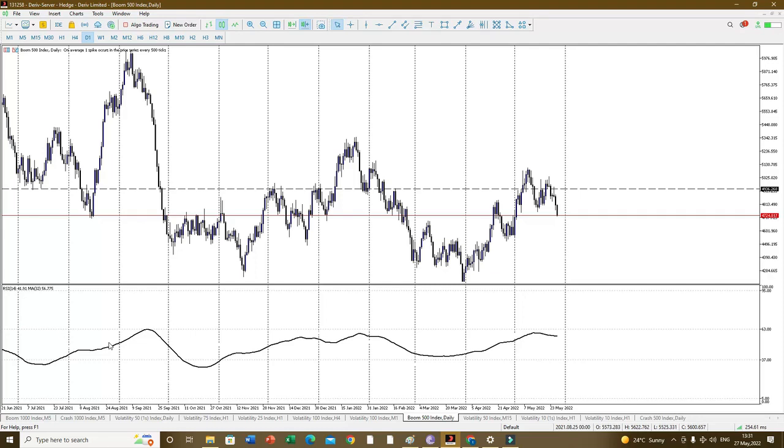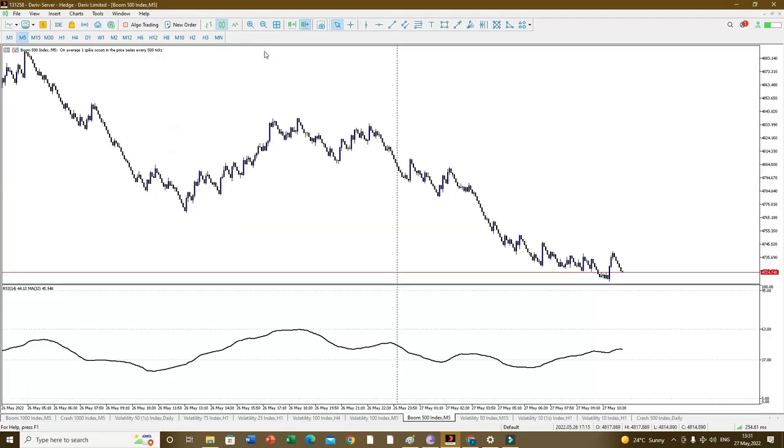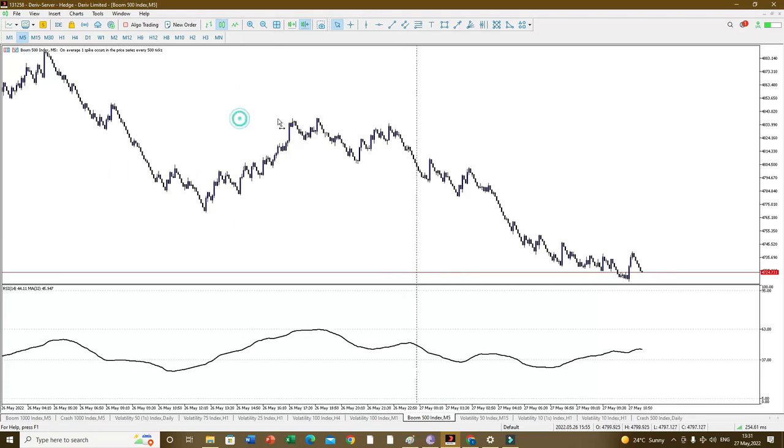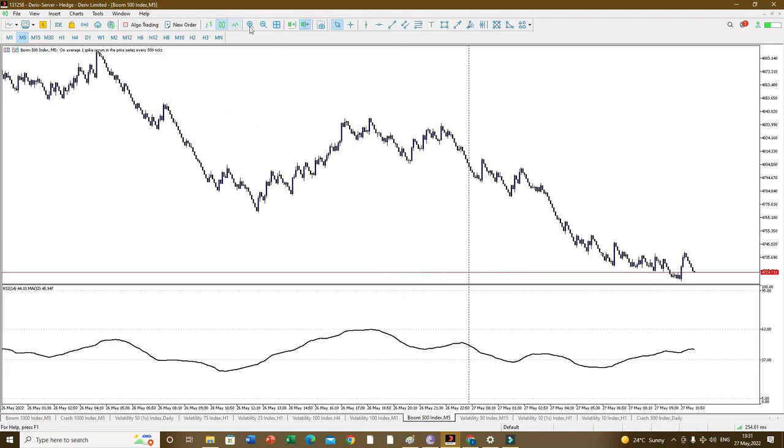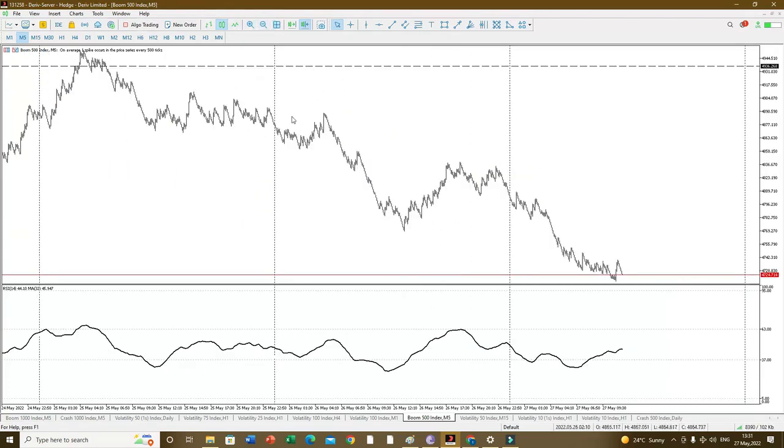Then the next and last thing: like I've said, we just use price action. This concept works on M5, so you go straight to the 5-minute time frame. And remember what I said on your chart, to make things easy for yourself, you just put period separators.